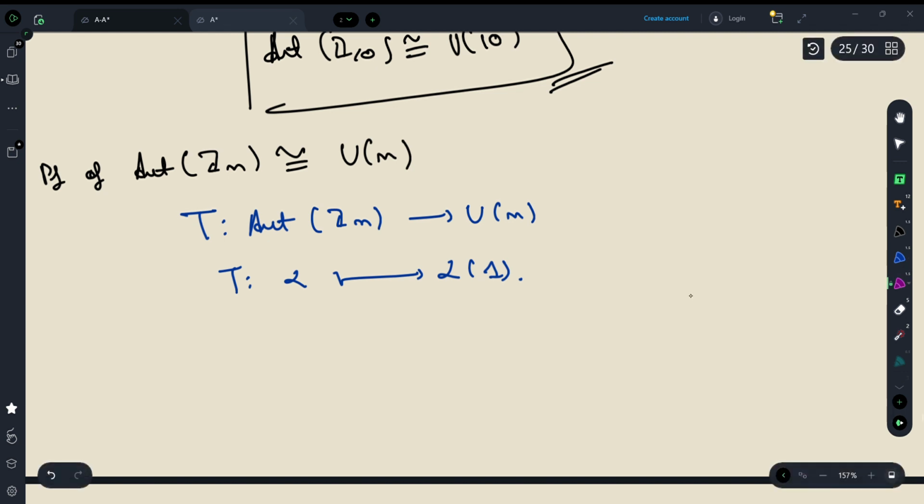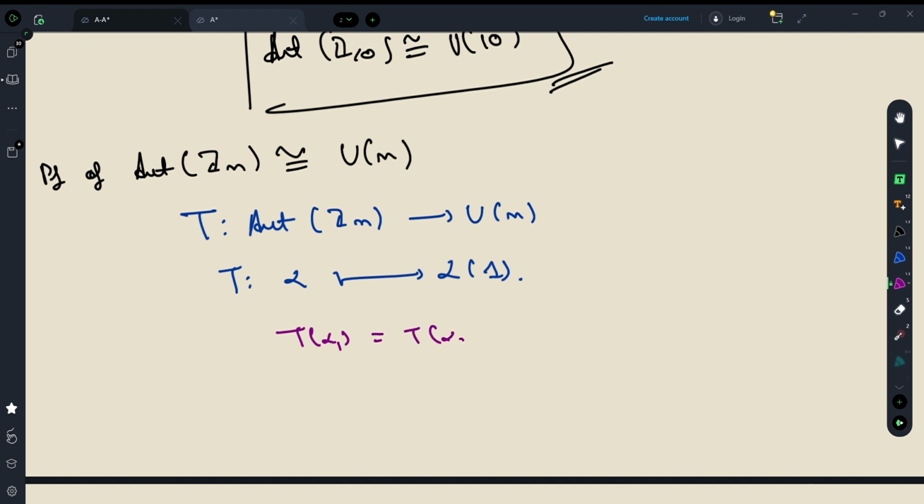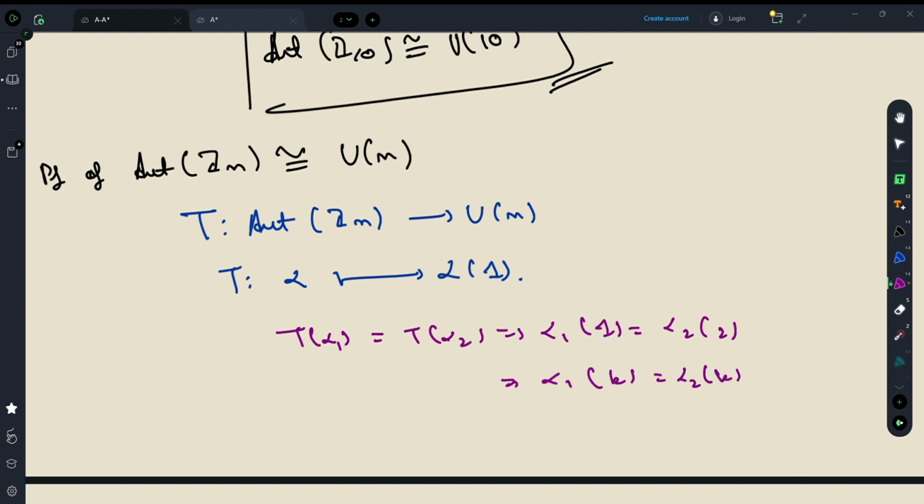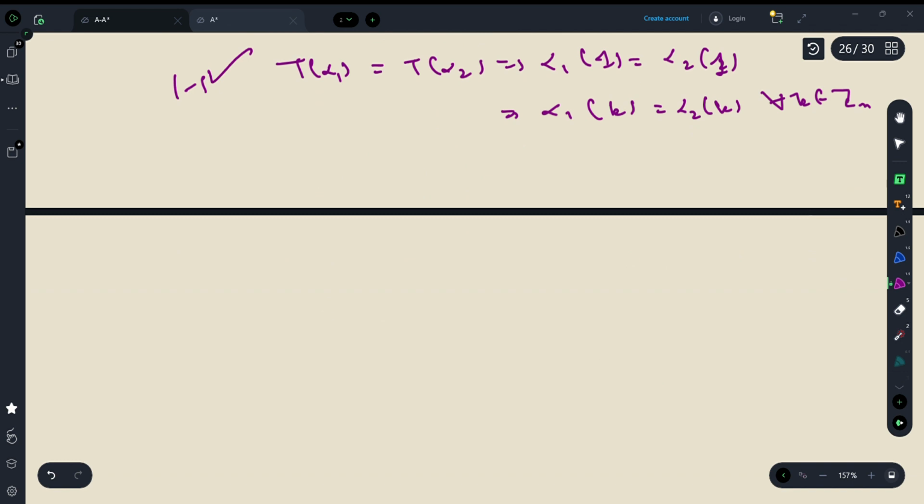Now this is one-to-one by definition, right? Suppose I say T of alpha 1 is equal to T of alpha 2. That would imply alpha 1 of 1 is equal to alpha 2 of 1, but then that would imply alpha 1 of k is equal to alpha 2 of k for all k in Zn, right? Because alpha 1 of k is nothing but k times alpha 1 of 1, and alpha 2 of k is nothing but k times alpha 2 of 1. So alpha 1 of 1 and alpha 2 of 1 are equal, so they just cancel out, right? So this part is clear. So it's obviously one-to-one.